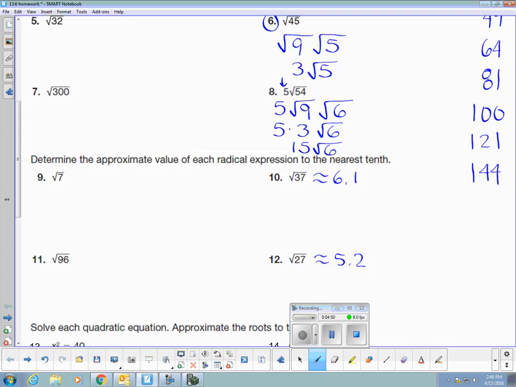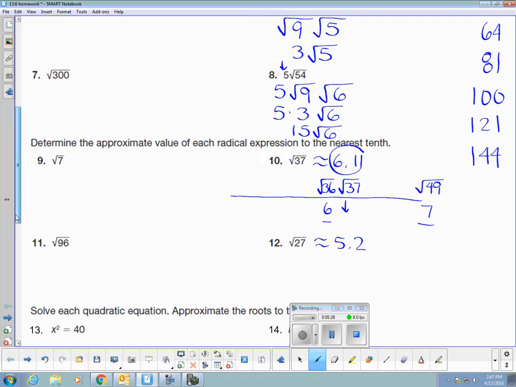Now, when we think about approximating square roots, we can think about a number line. And so on my number line, radical 37 is in between radical 36, very close to radical 36, which is 6, and radical 49, way down here, radical 49 is 7. So we can see it's somewhere in between 6 and 7, and it's much closer to 6. It's just right here next to 6. So it makes sense to us that the square root of 37 is 6.1.